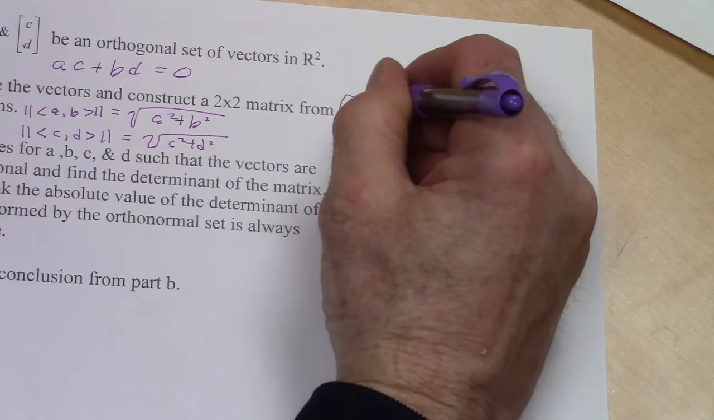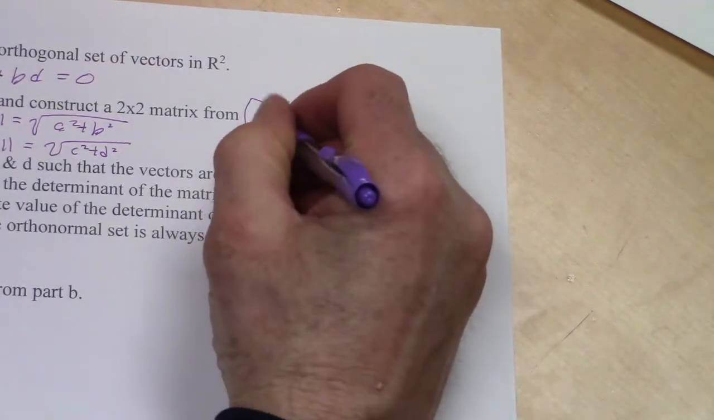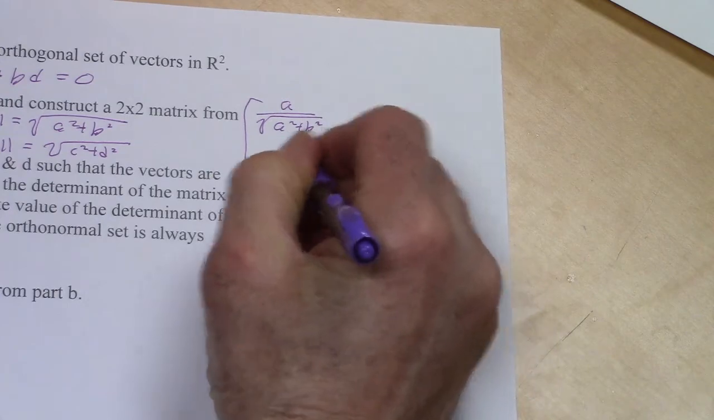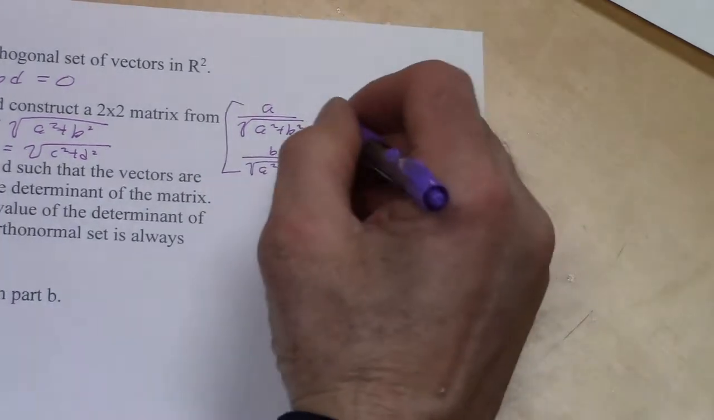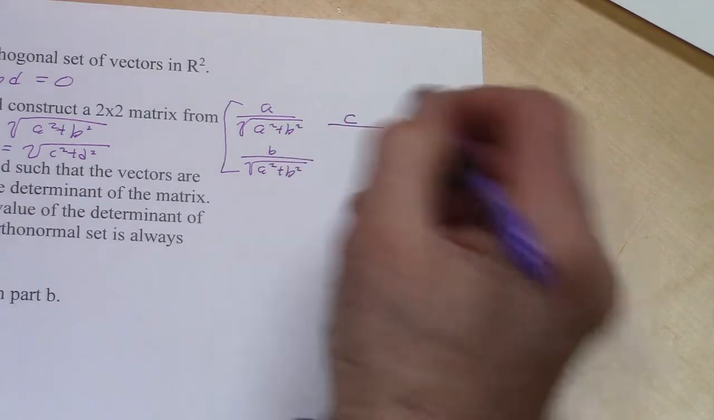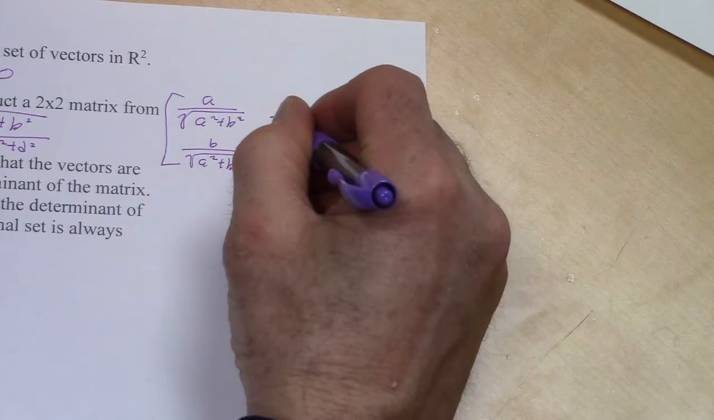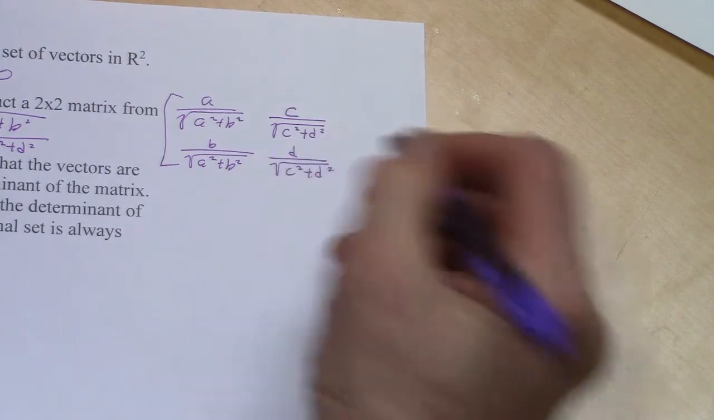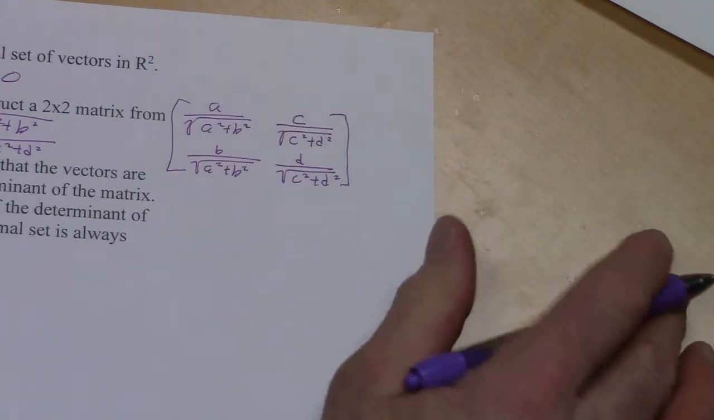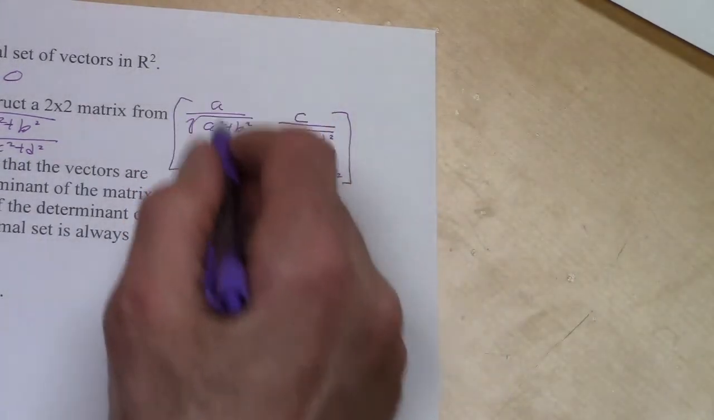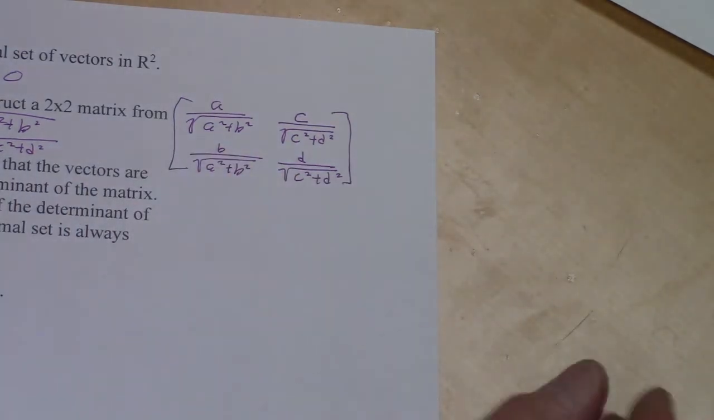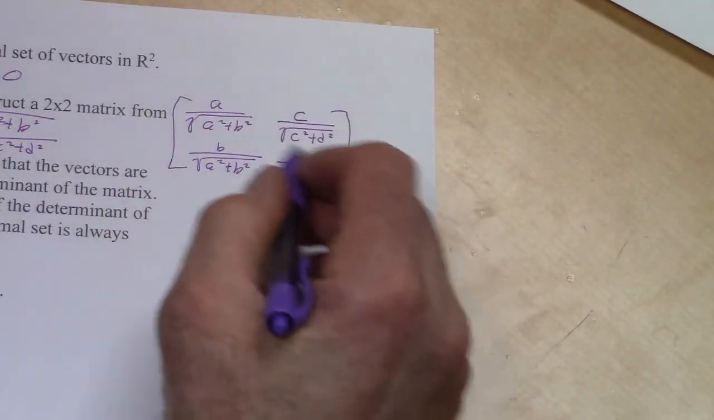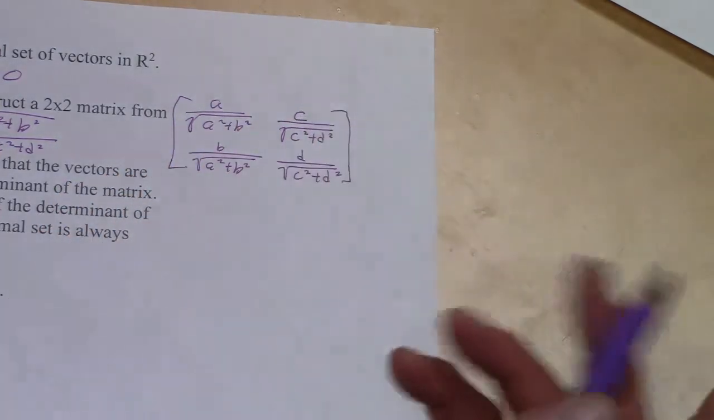So that will give us the matrix with A over the square root of A squared plus B squared, and B over the square root of A squared plus B squared. And for the vector CD, in that column we'll get C over the square root of C squared plus D squared, and D over the square root of C squared plus D squared. That would be that magnitude. Those are the two columns of that now 2 by 2 matrix, and the columns are not only orthogonal, they're orthonormal. So when you normalize them, it's an orthonormal set. Each of these has a magnitude of 1.